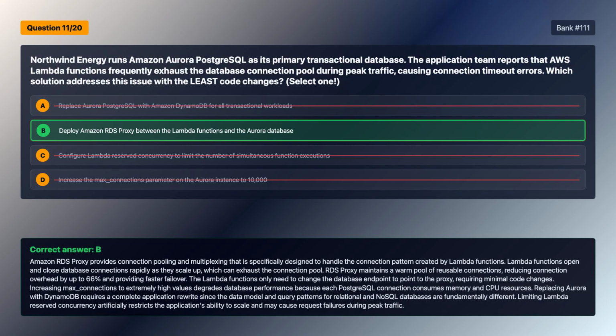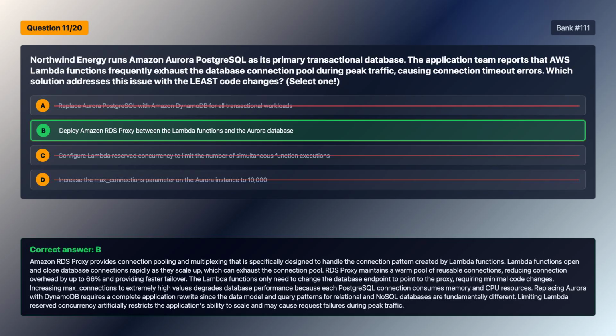The correct answer is option B. Amazon RDS Proxy provides connection pooling and multiplexing that is specifically designed to handle the connection pattern created by Lambda functions. Lambda functions open and close database connections rapidly as they scale up, which can exhaust the connection pool. RDS Proxy maintains a warm pool of reusable connections, reducing connection overhead by up to 66% and providing faster failover. The Lambda functions only need to change the database endpoint to point to the proxy, requiring minimal code changes.